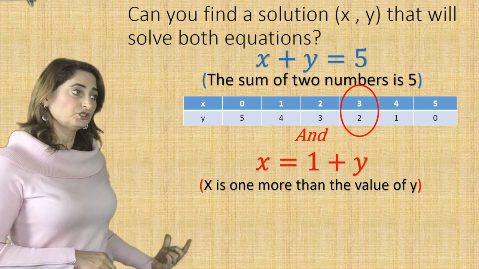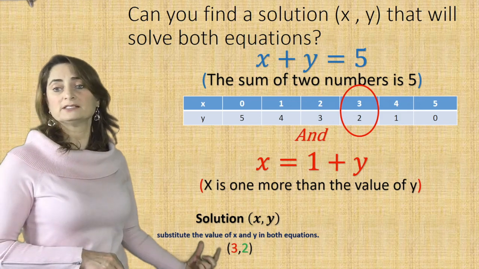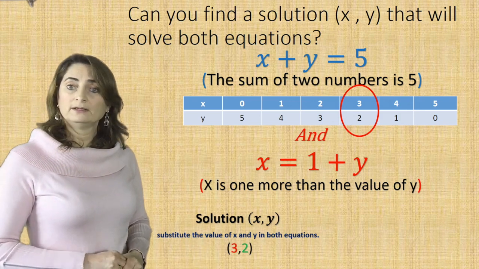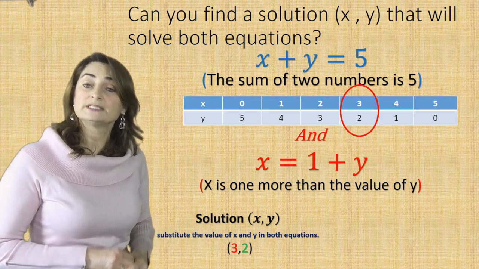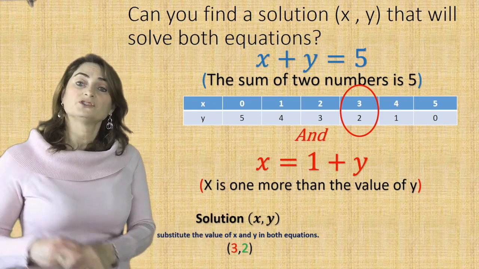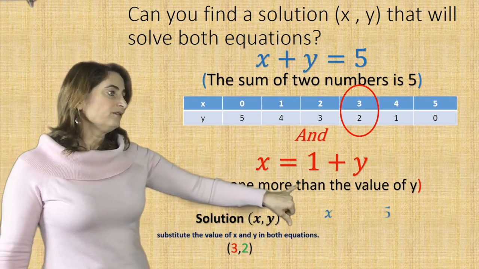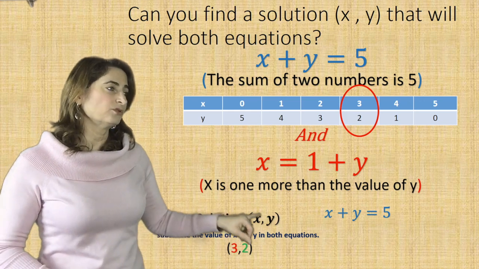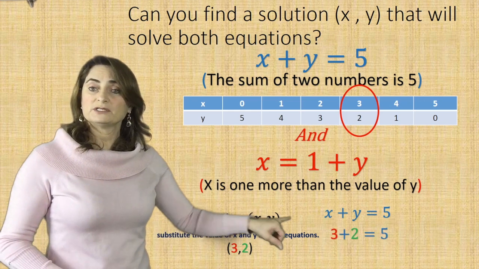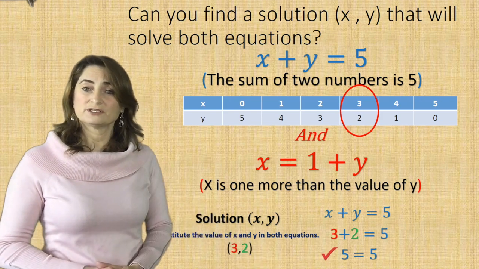So your solution, x and y, we write it as an ordered pair, is 3 for the x, 2 for the y. Let's see if that works. So substitute the solution in both equations to see, does it make both equations true? Does it balance both equations? Let's start with the first equation where x plus y equals 5. Substitute x with 3 and y with 2. 3 plus 2, does it equal 5? Yes, it's balanced. So it worked for the first equation.